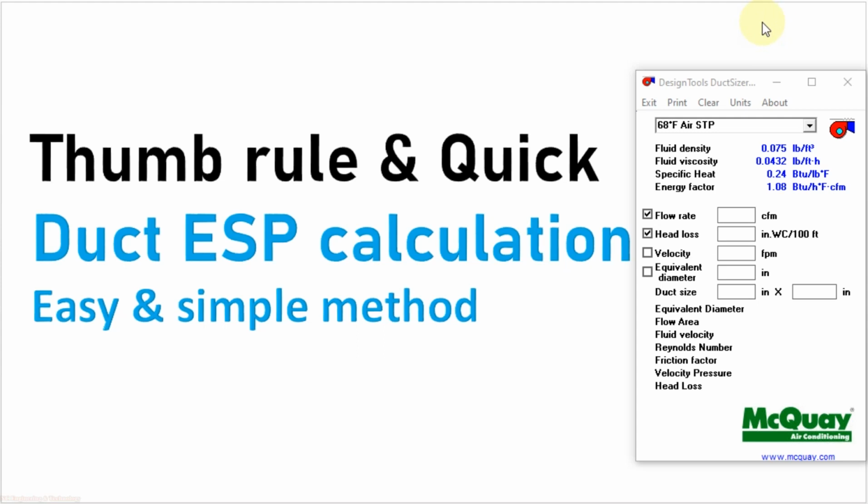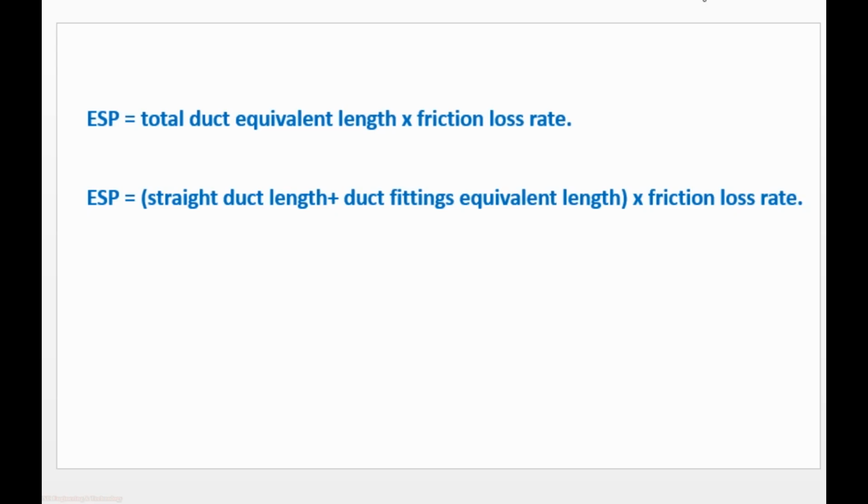In this video we will learn a quick, easy and simple method for calculation of external static pressure for HVAC ducting. To calculate the external static pressure for duct, we use this formula: total duct equivalent length into friction loss rate, or ESP equal to straight duct length plus duct fittings equivalent length into friction loss rate. For straight duct we measure the total length, then for fittings we select the equivalent length.